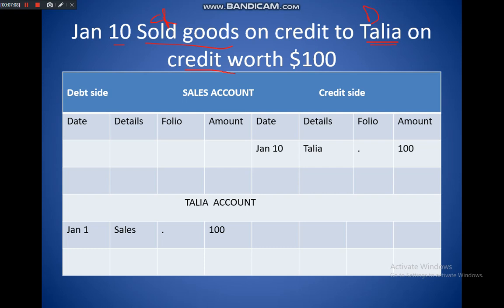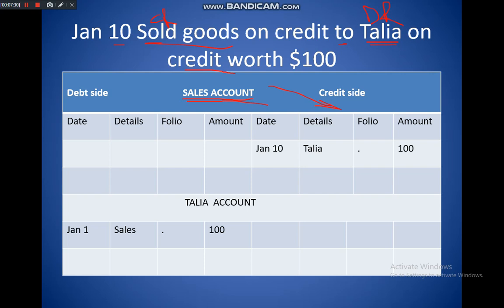Okay, Talia, these were goods too. This word too, it means Talia received, so we debit Talia. We are crediting sales, so you open sales, indicate sales, write sales, then you underline. After underlining, you go to the credit side, because we are saying sales is being what? Credited. We are crediting sales, so you move to the credit side.